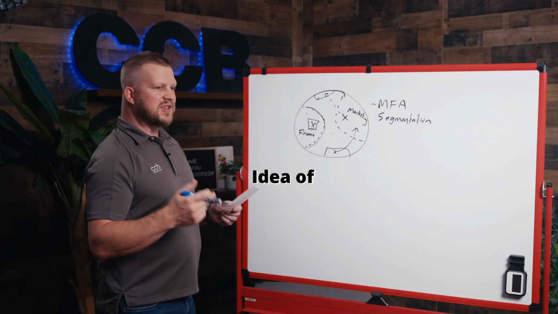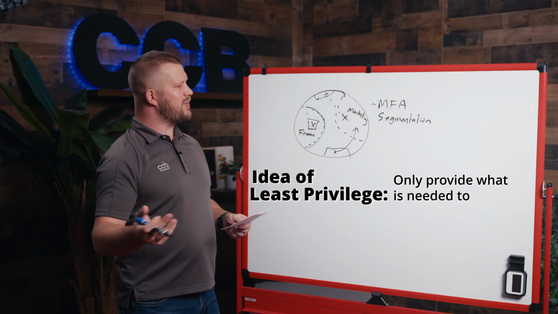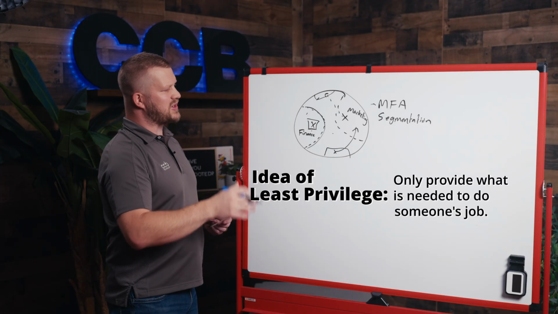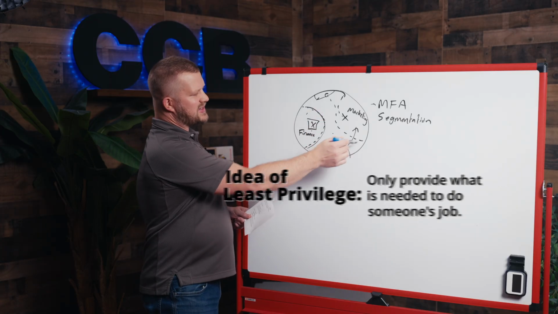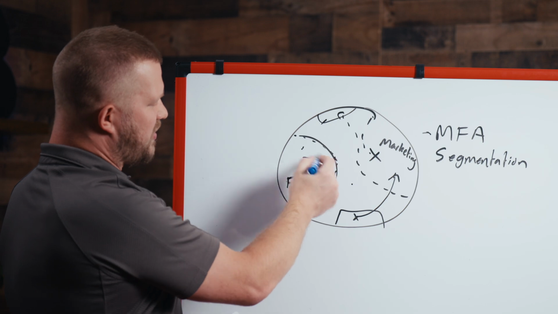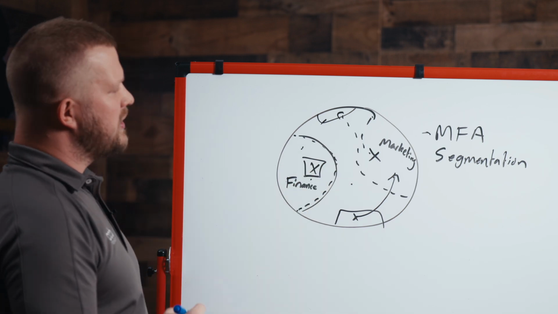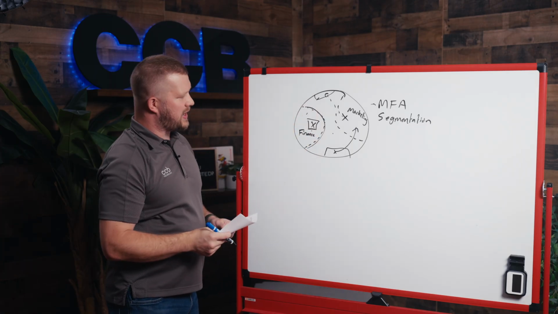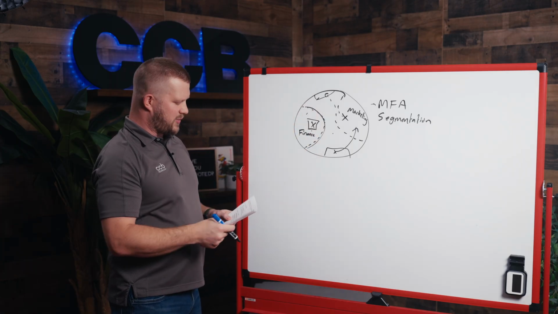You have the idea of least privilege. That's been around for a long time, but the idea is that you only provide the bare minimum of what is needed for somebody to do their job. So that's again where some of that segmentation comes in. Instead of this being all in one space, there can be resources isolated over here that they don't need any access to, so you simply don't grant them any access. And so you only provide that bare minimum of what's needed.